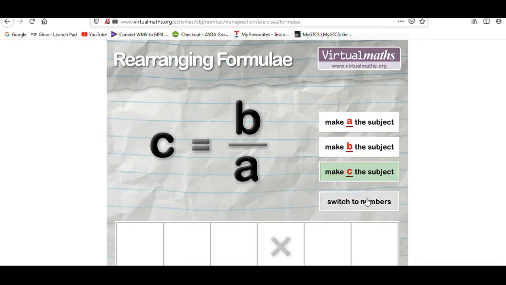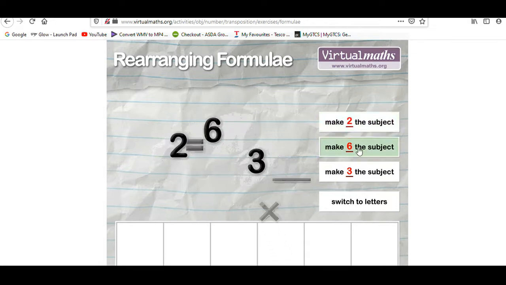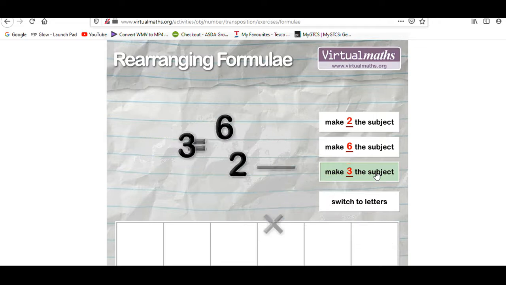Now, the way this works is it must work with numbers. Because the letters stand for numbers, so if it doesn't work with numbers, it's not going to work with letters. So this line means divide. So is 3 equal to 6 divided by 2? Well, yes. So how do we make the 2 the subject? What do we have to do with the 6 and the 3 to get an answer of 2? Well, you divide. And how do I make the 6 the subject? What do I do with the 2 and the 3? We have to times them, don't we? And again, back to 3 being the subject, what do I have to do with the 6 and the 2? You have to divide them.